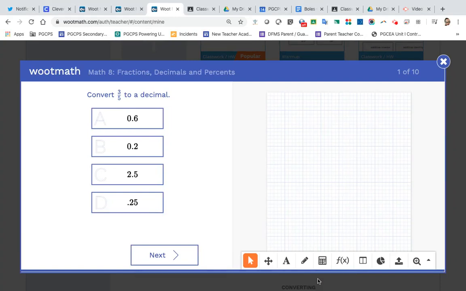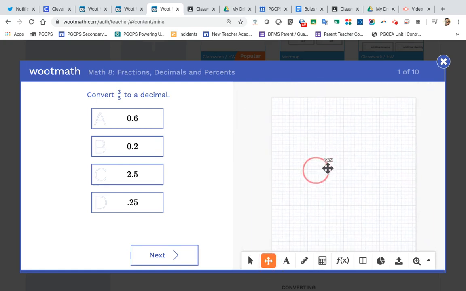So this video that I'm making is an example of how to use WootMath. For instance, they say convert 3/5 to a decimal. What you can easily do is use this workpad right here. Use every resource that you have. So right here, I could drag the workpad.